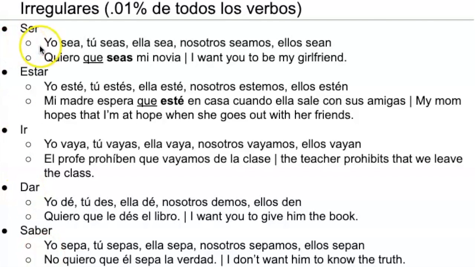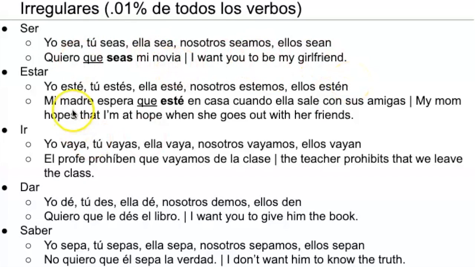So for ser, it's yo sea. Obviously, ser would be yo soy in the present tense. You're not taking away the o because there's no o, so that makes it irregular. Same with all these. So it'd be yo sea, tú seas, ella sea, nosotros seamos, ellos sean. Quiero que seas mi novia. I want you to be my girlfriend.